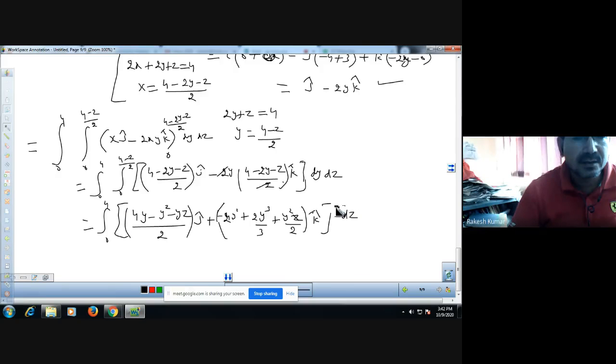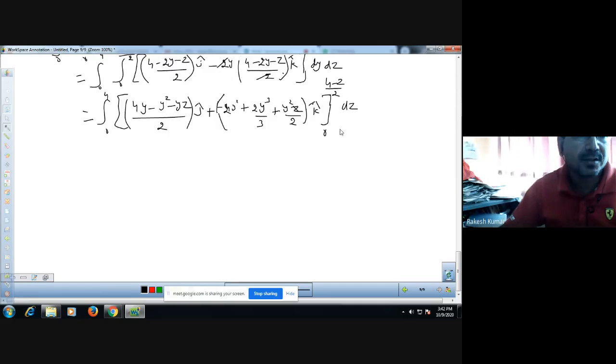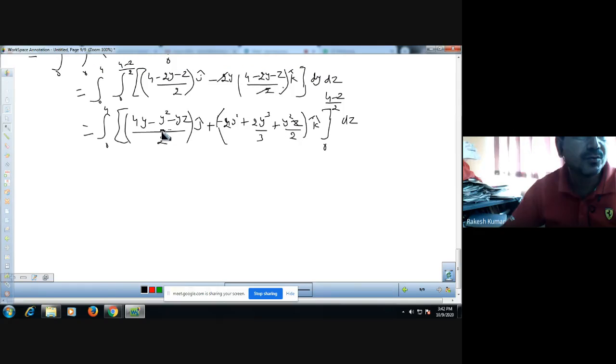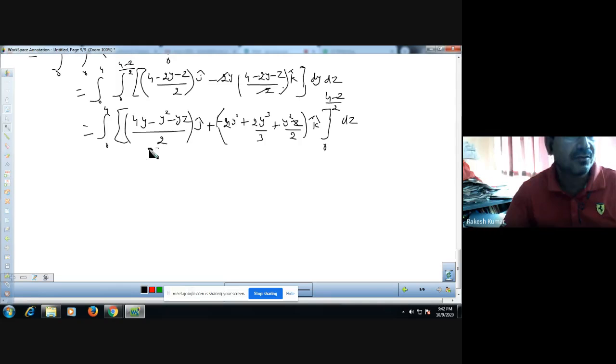At last we will integrate with respect to z. The lower limit is 0 and upper limit is (4 minus z) over 2. Now you can substitute (4 minus z) over 2 in place of y, simplify it, and at last integrate it with respect to z. So this is the work which we have to complete. So one step I left here, we will complete it at home.